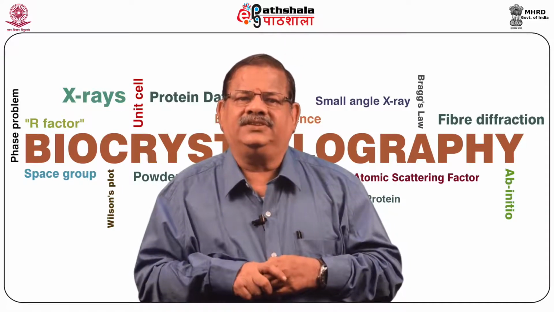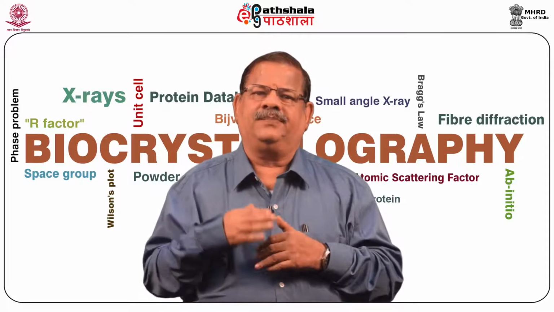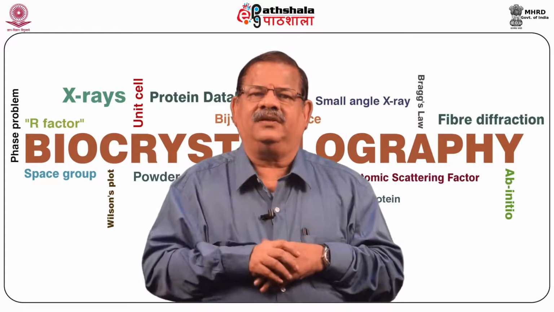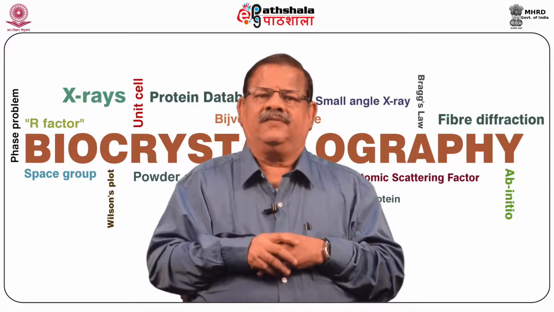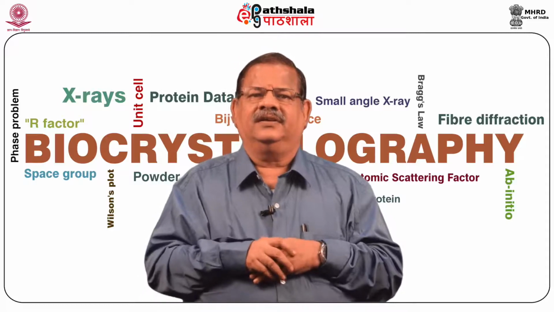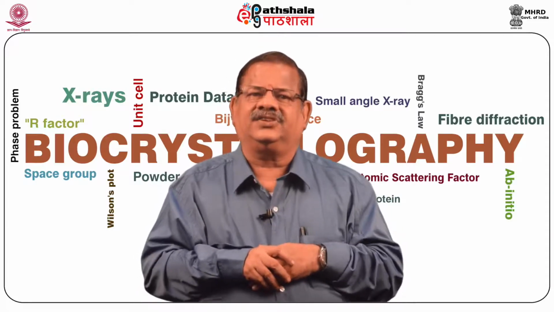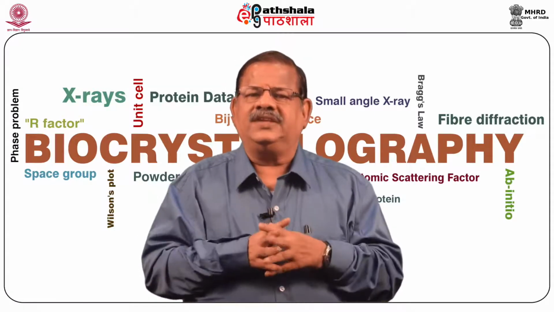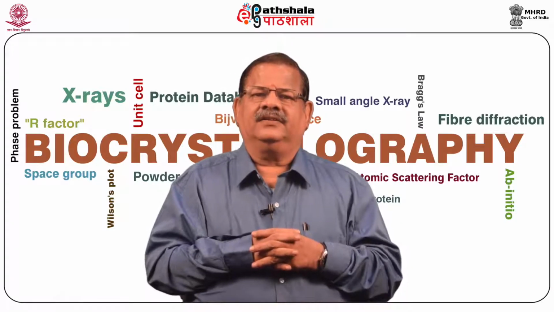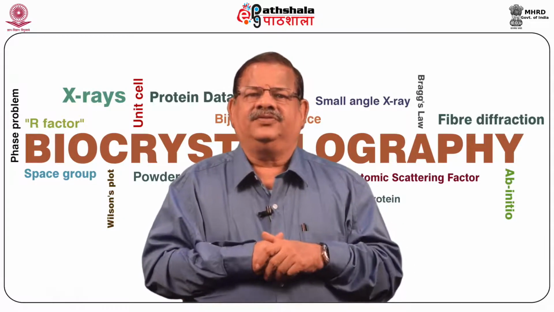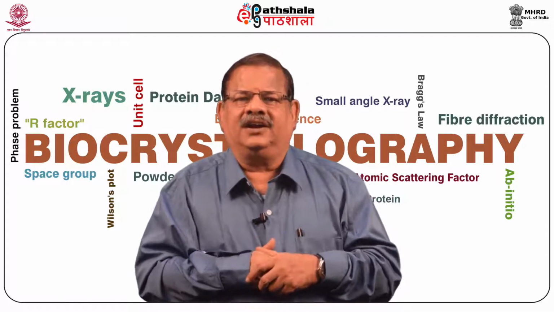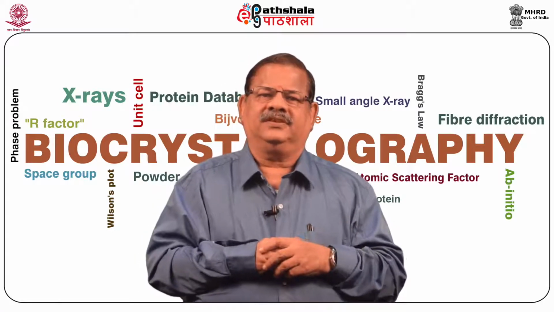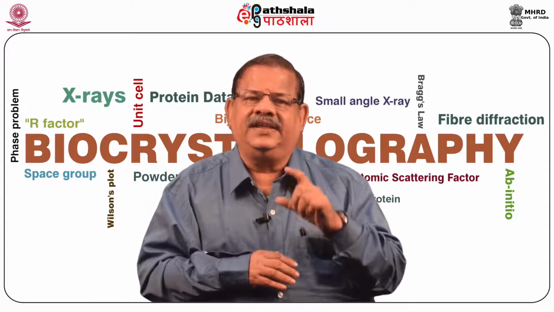For example, we are considering two planes PQ and P prime Q prime, and two rays are incident. One is incident on the first plane and another on the second plane. The ray incident on the second plane travels a larger distance compared to the ray incident on the first plane. So we are interested in finding the path difference between these two rays scattered from the first plane and the second plane, where the distance between the planes, called the interplanar spacing, is d hkl.